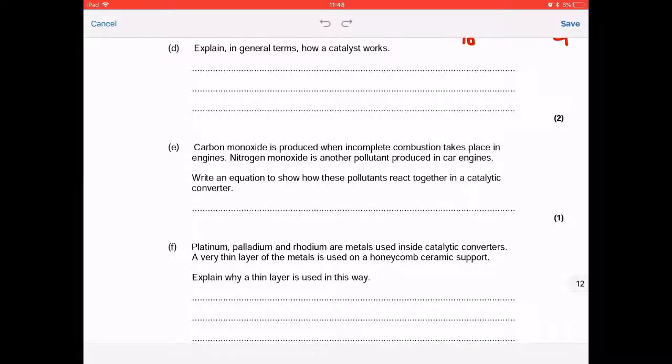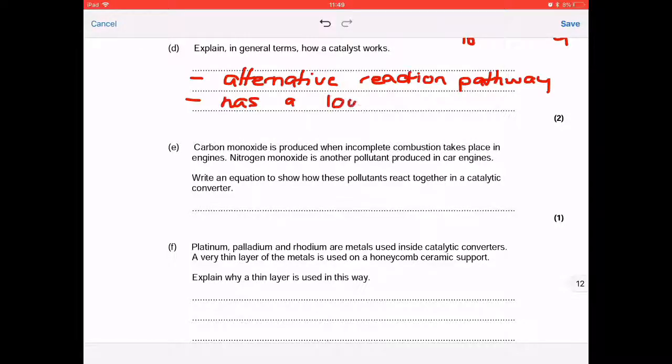The next part asks you to talk about how a catalyst works in preparation for a look at a catalytic converter. So there's 2 points that you need to mention here. One is that you have the alternative reaction pathway. So that's what the catalyst provides, and that alternative reaction pathway has a lower activation energy, which means that the reaction can happen faster because more particles have an energy equal to or greater than the activation energy, and therefore there's more successful collisions. But none of that needs to be mentioned. It is just those 2 points there that get you the 2 marks.